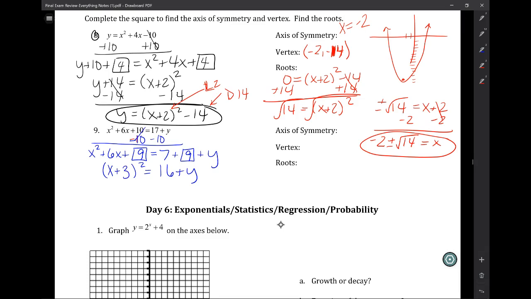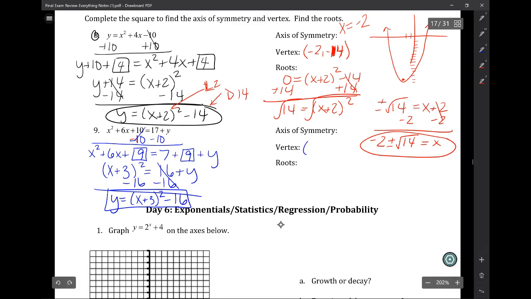So to get this in vertex form, the last move is to take the 16 back to the other side. You can rearrange it so that it looks a little bit more normal now. I know some of my kids don't like when it looks backwards to them. All right, so now think in terms of your transformations. I noticed that it's going down 16 and left 3. So if it's going left 3 and down 16, my vertex point would be -3, -16, and this would be x equals -3. To find the roots, that's when y equals 0, so I would change the y spot back to a 0.